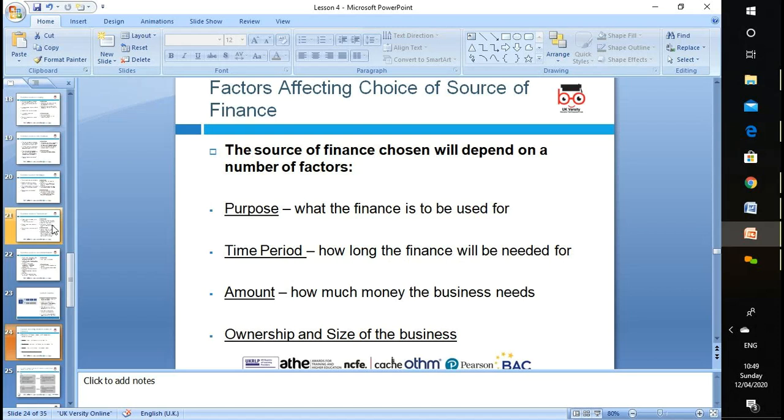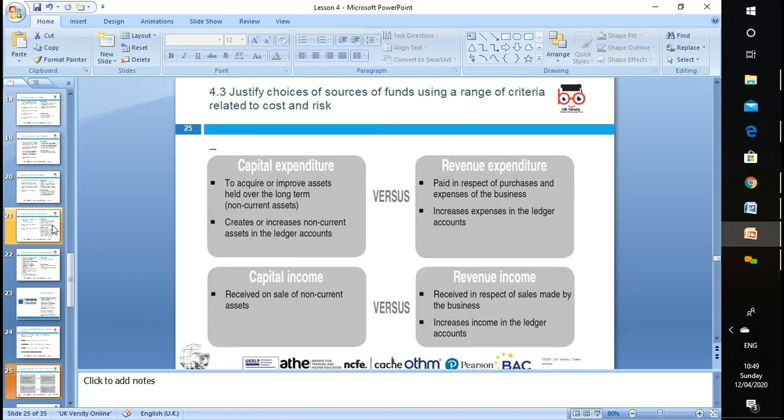Okay. The factors affecting the choice are the purpose, the time period, the amount, ownership, and the size of the business. So you have to make the decision accordingly. Okay. Next, we're looking into justifying the choices. So the sources, you have a mortgage, you have this, you want that. Always look around and justify.